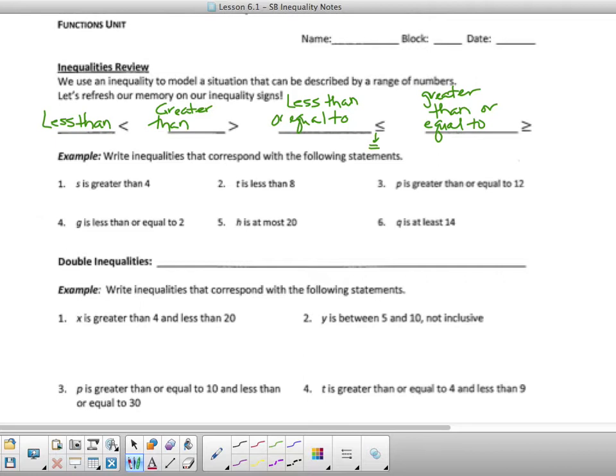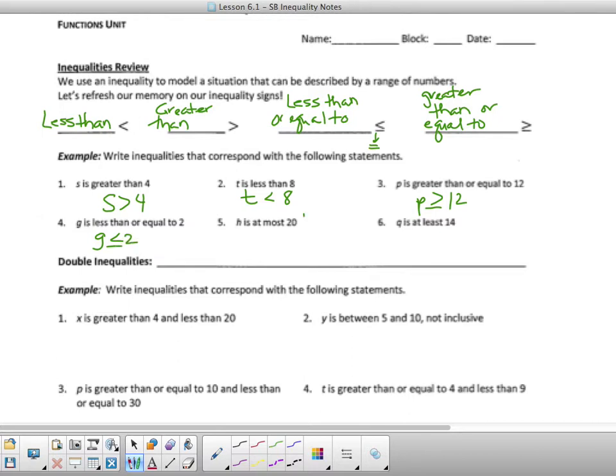I want you to write the different inequalities that correspond with each statement. So if I have S is greater than 4, S is greater than 4. T is less than 8. P is greater than or equal to, so now I have to have my equal sign underneath, to 12. Here is G is less than or equal to 2.